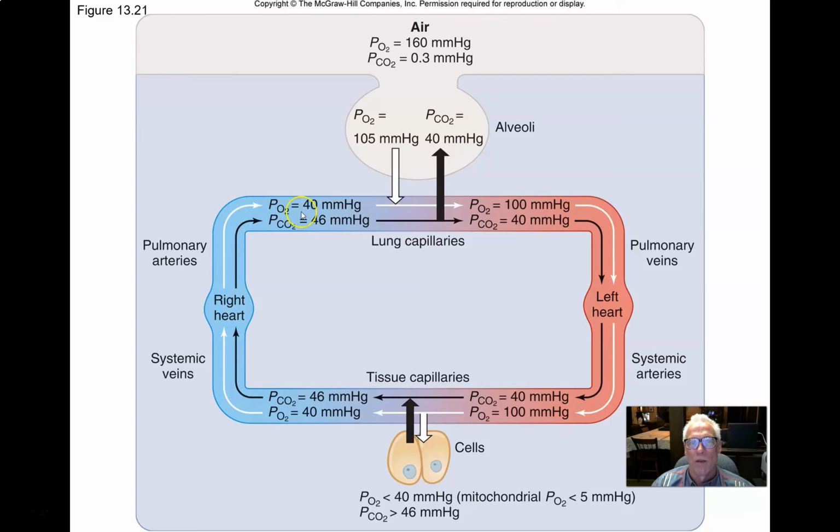What are we going to do? We're going to build it back up to 100 millimeters of mercury partial pressure of oxygen. Right? It's going to match the alveoli. We're going to have oxygen diffusing in, and we're going to get rid of 6 millimeters of mercury of CO2. It's going to diffuse out into the alveoli and leave us with 40.